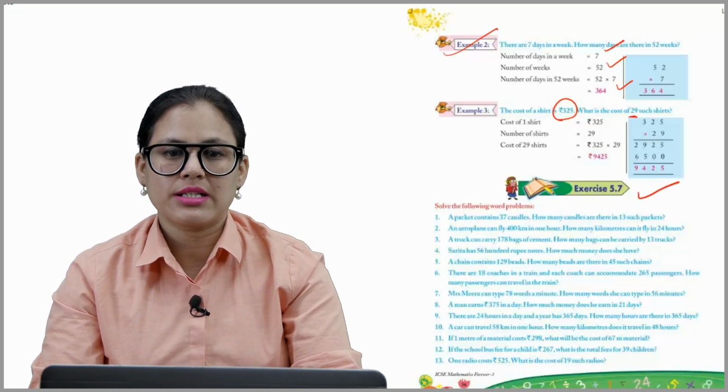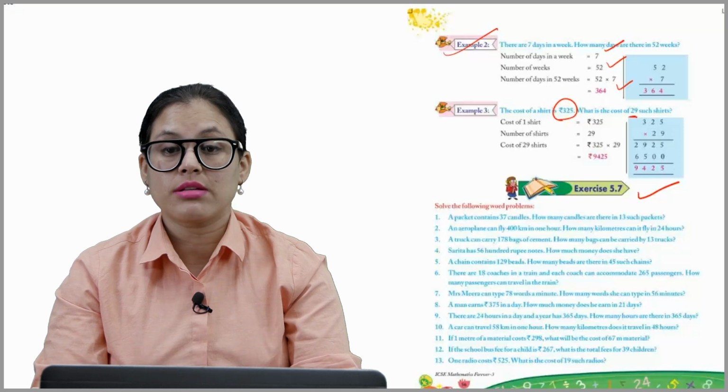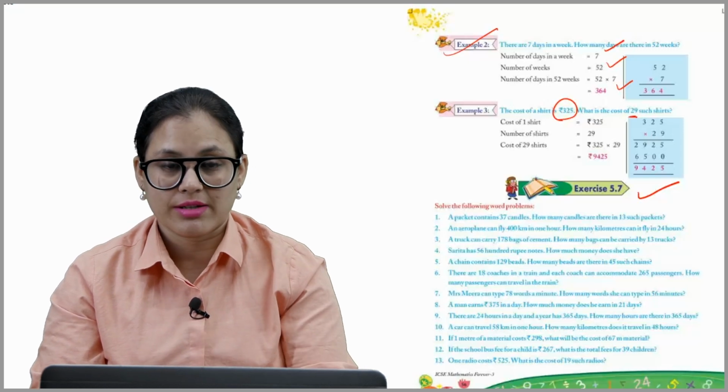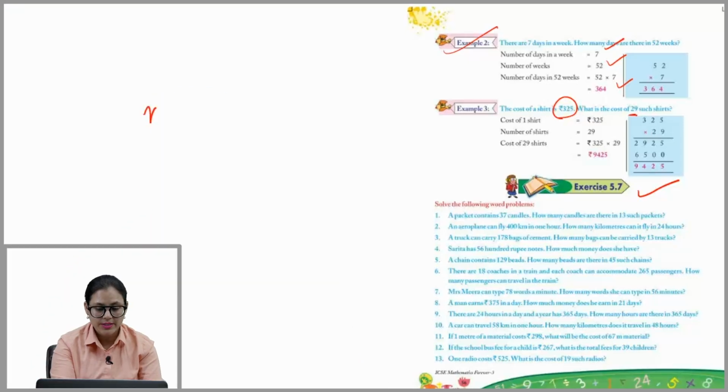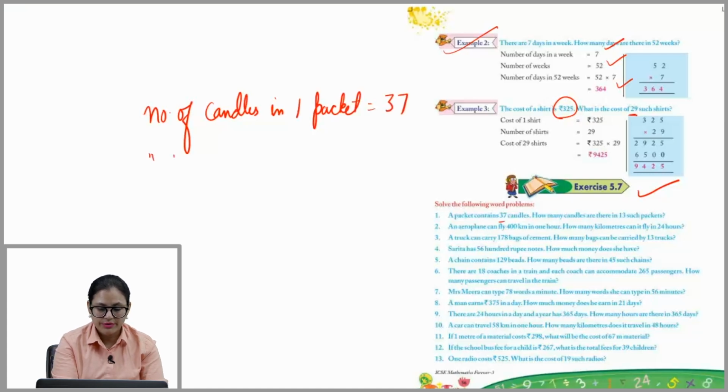Okay, let's do exercise 5.7. A packet contains 37 candles. How many candles are there in 13 such packets? So how will you write? Number of candles in one packet. Okay, how many candles are there? 37. Okay, number of candles in how many packets? 13 packets. What will you do? You will multiply 37 by 13.